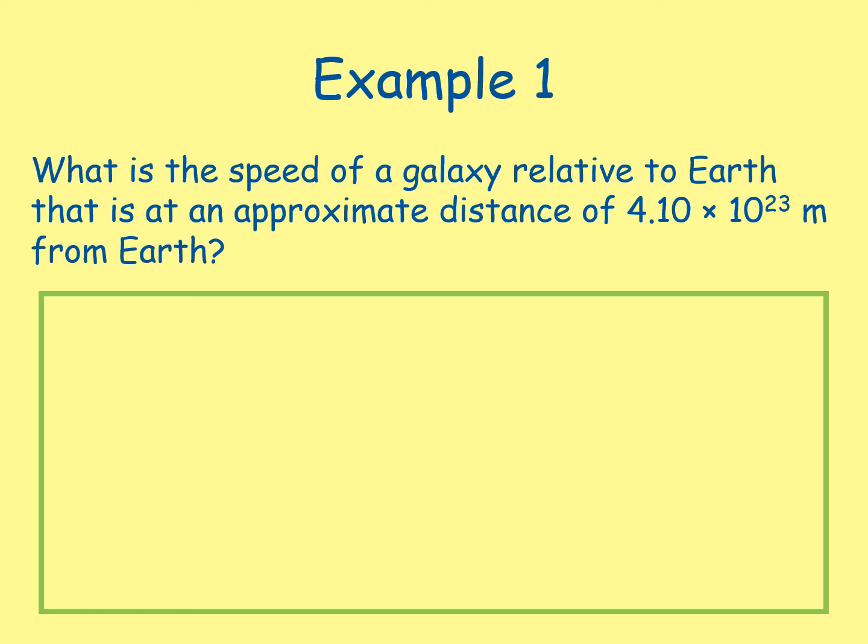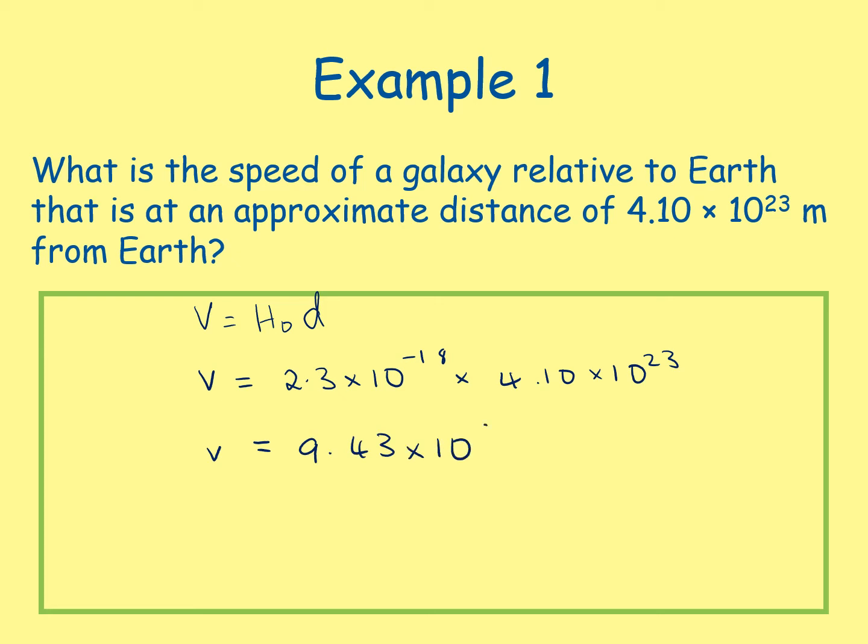We want to use our Hubble's law equation, so that's V equals H0 d, and we can just fill in our values. So our H0 is 2.3 times 10 to the negative 18. Our distance is given in the question, that's 4.10 times 10 to the 23. And popping it into a calculator, we get V equals 9.43 times 10 to the power of 5 meters per second.